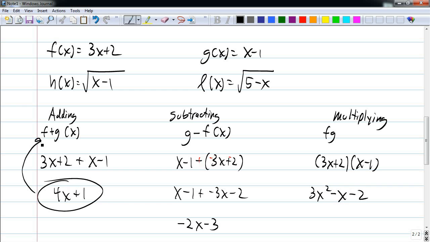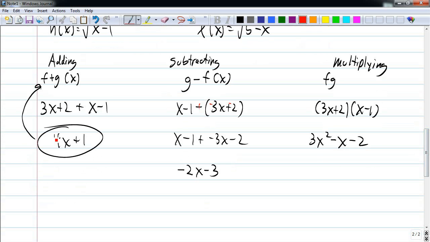Now, in the case of f and g, it's not that big of a deal. F has a domain of all reals because it has no radicals, no fractions. G has a domain of all reals because it has no radicals or fractions. And because f and g could take anything, f plus g, g minus f, and fg can also take anything. So each of these has a domain of all reals.